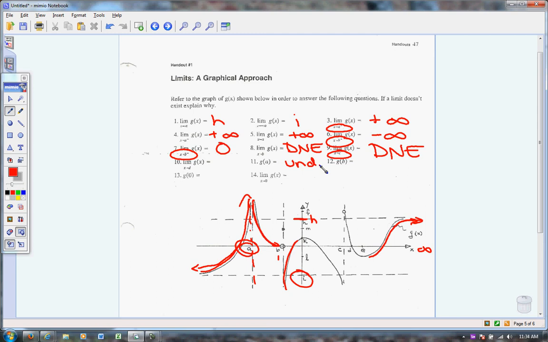How about number 12? G of B. Now this is asking for the value of the function at B. Look carefully. Right here is B. It's M. The value of the function right at B is M. Okay, because it doesn't ask for a limit. It's asking what is the value of the function at B. All right, and at B, the value of the function is M.